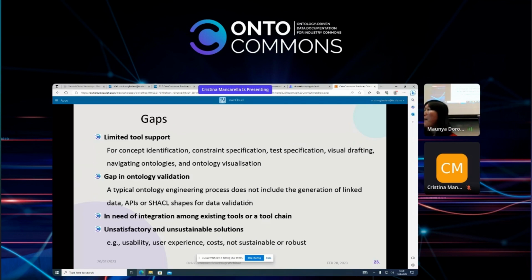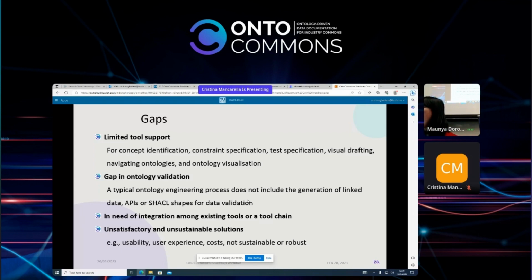Regarding the gaps, we analyzed the existing ontology tools from surveys, and our finding was that domain experts often found it very hard to understand and work with the existing tools, and the options are very limited, especially for concept identification, constraint specification, test specification, visual drafting, navigating ontologies, and ontology visualization. I'm a very visual person, so I can't agree more on this.